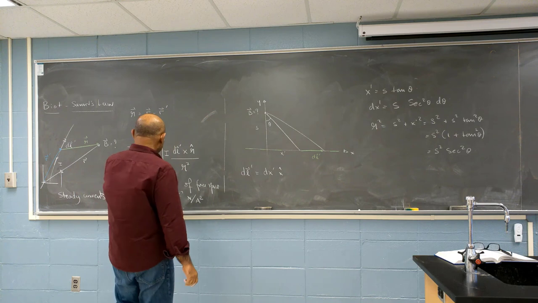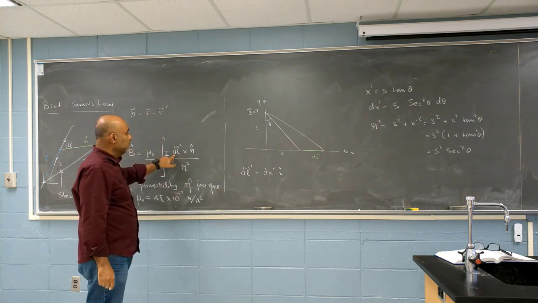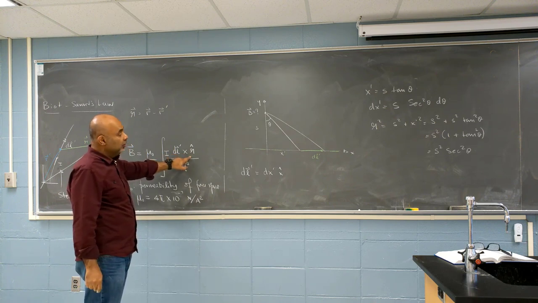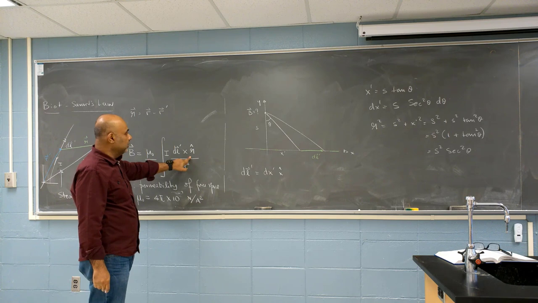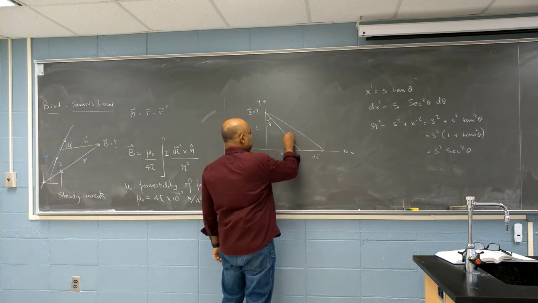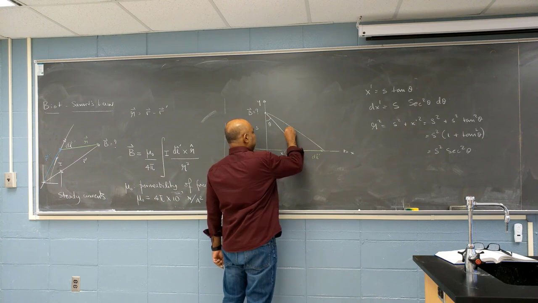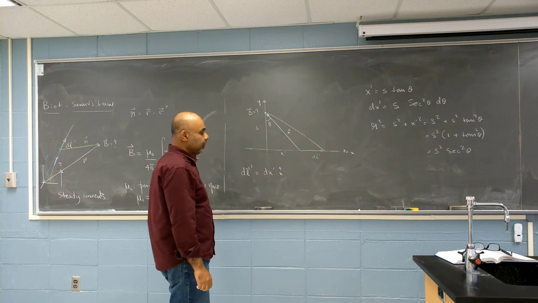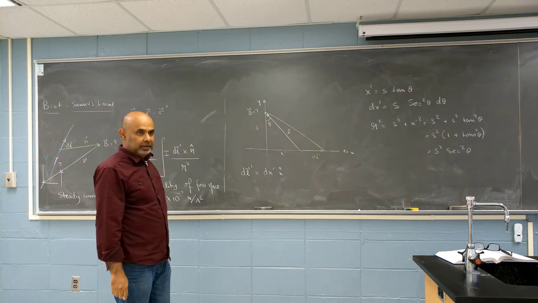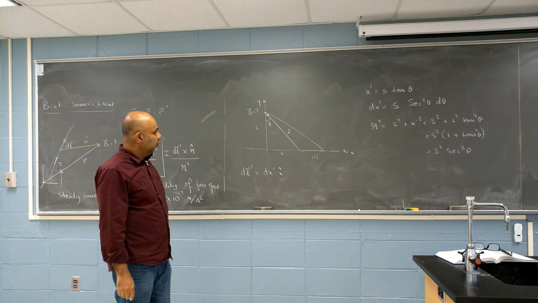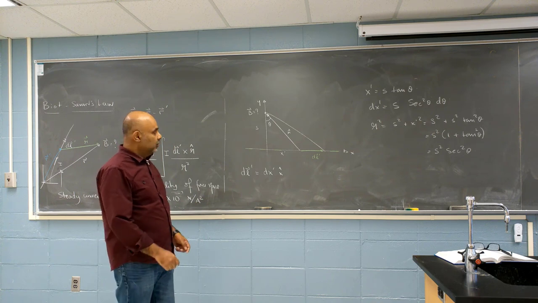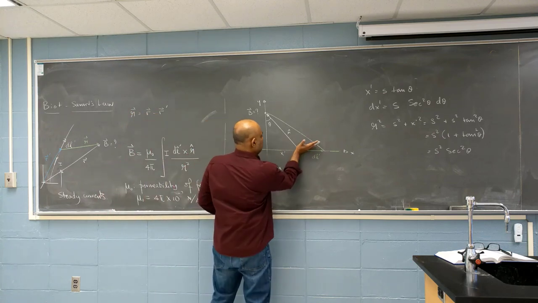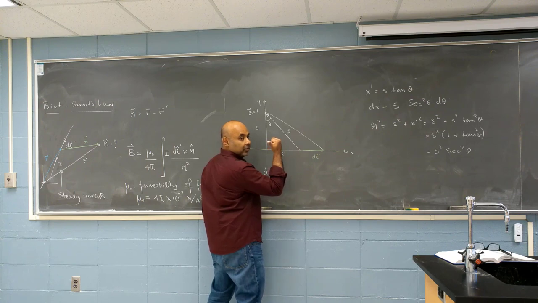Then we know I. I is just a constant. We know what dl prime is. We need this magnitude, and we'll write the direction. First of all, let's do the direction. Where is this vector? Is from the source to that. So what's the direction of this cross that? Coming out of the board.